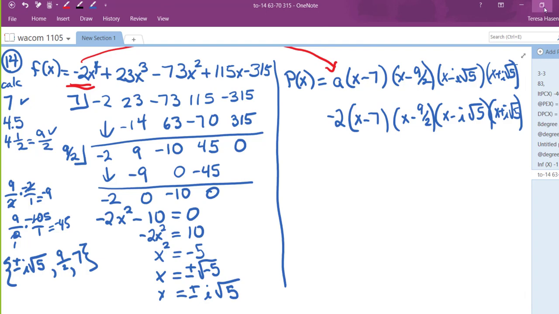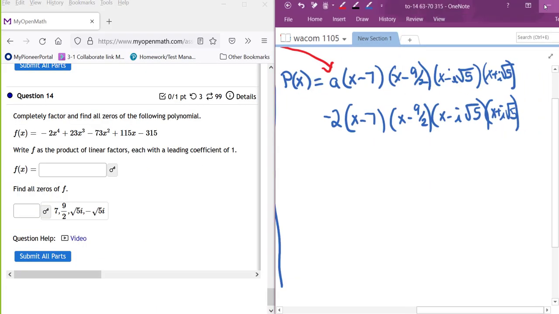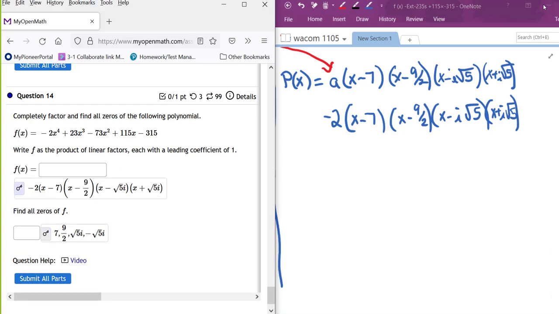Let's go back, and we'll just have a look without typing it in. There's your negative 2. So that's the tricky piece. If this is not a 1, you can bring this down. That'll be your factor. So x minus 7, x minus 9/2, x minus i square root of 5, and plus.